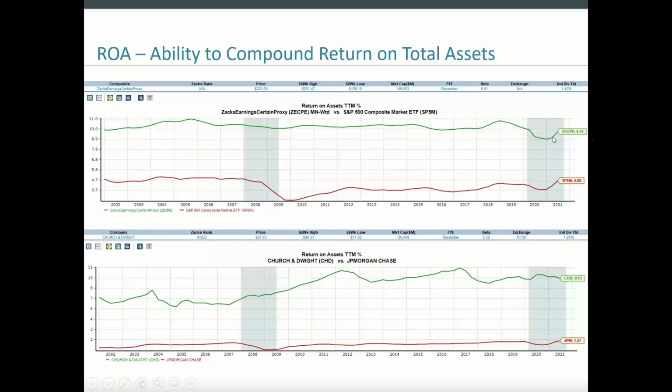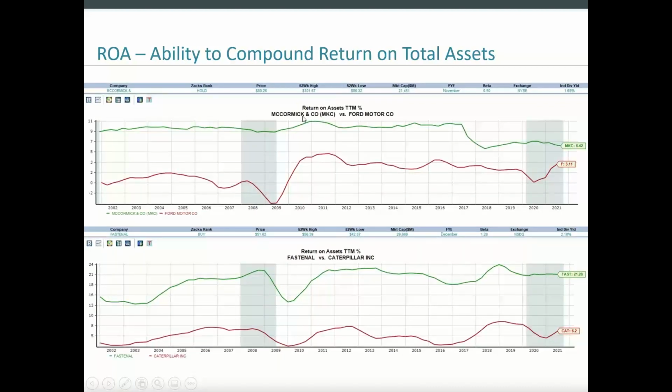And you can see that the average earnings certain stock, in terms of the 75 stock portfolio, has the ability to compound this return on their asset base. It's almost 2 times the S&P 500. And you can see why, right? Companies like Church & Dwight and JP Morgan, I mean, there's just no comparison here. Church & Dwight's sitting at about a 10%. JP Morgan's about 1.37. McCormick versus Ford, a little bit closer, but keep in mind this is cyclical. McCormick has been literally sitting at this level for years.